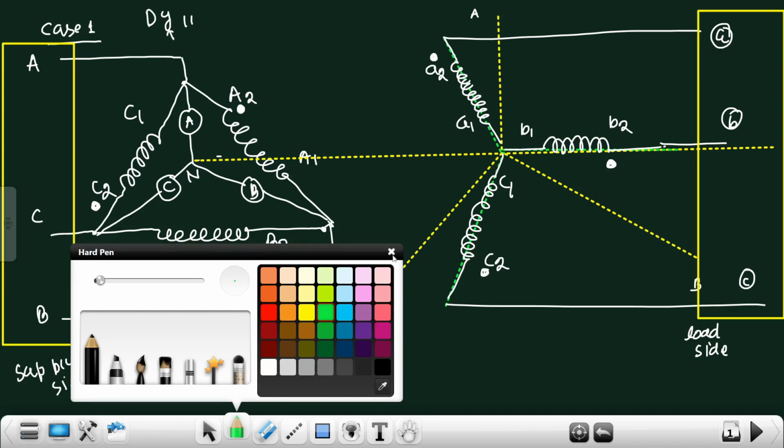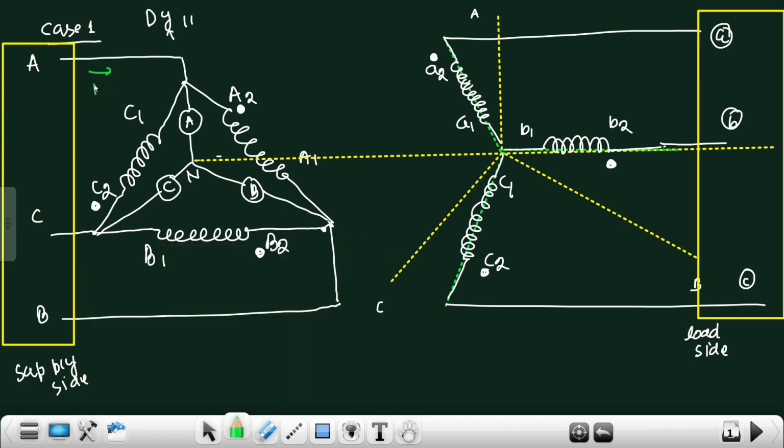Okay, now I'm considering that the line currents from the supply are IA, IB, and IC. Since the supply is supplying the power, the winding of the HV side will absorb the power. So in order to absorb the power, the current will flow from plus to minus. We know that the dot is representing the positive terminal, and the undotted terminal is the negative terminal. So current will flow from dot to undotted terminal.